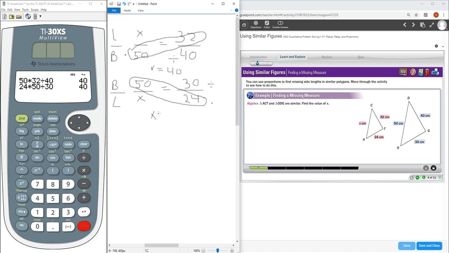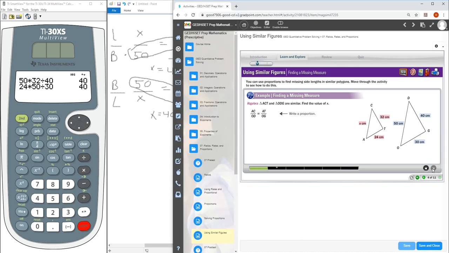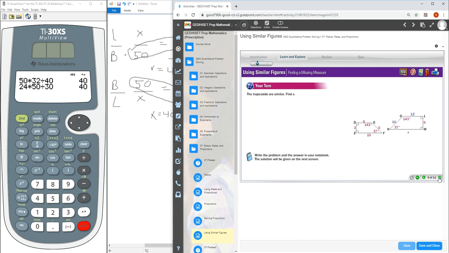So in both examples, one using little over big, one using big over little, one using one set of corresponding sides from the other triangle, one using another set of corresponding sides, we got the same answer, x equals 40. Perfect. Let's take a look at another problem.